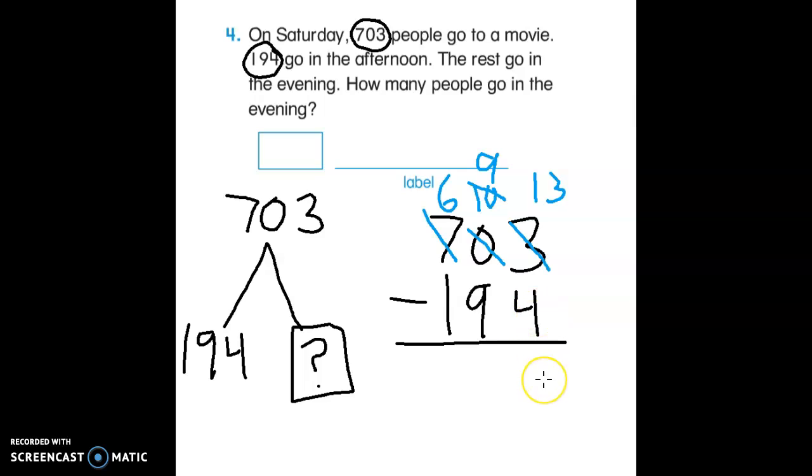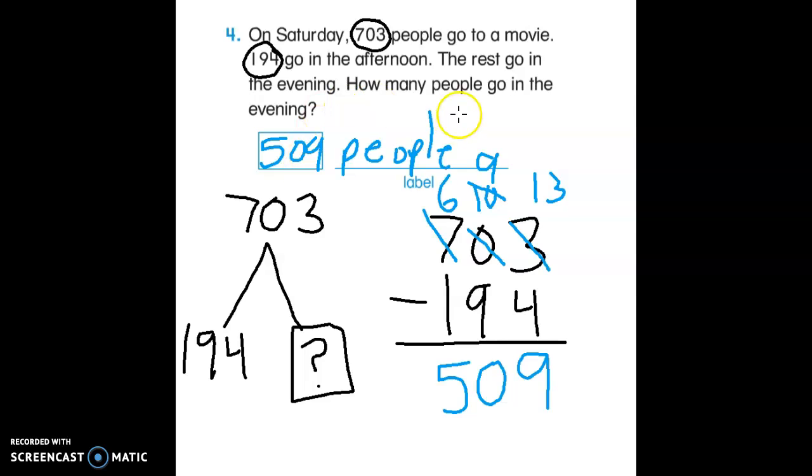13 minus 4 equals 9. 9 minus 9 equals 0. And 6 minus 1 equals 5. My answer is 509 people. And be specific, so it's not just any people, it's people that go in the evening.